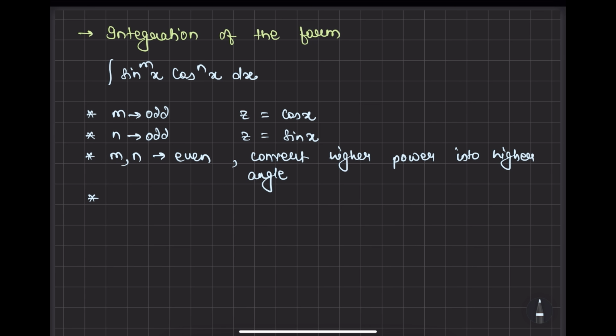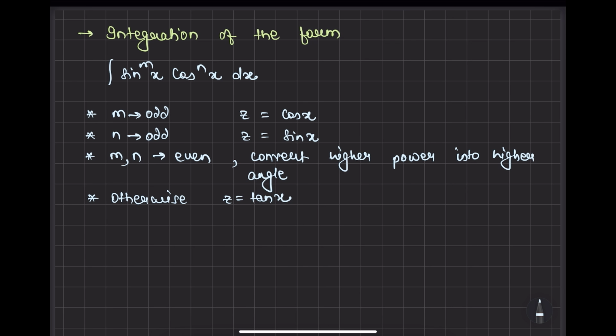We will have some other cases as well, maybe something divided by something, maybe negative. In those cases I'll consider it otherwise, z as tan x. Okay, so this you have to memorize. If m is an odd number, you will take z as cos theta. If n is an odd number, you will take z as sin theta. If both numbers are even, you will convert higher power into higher angle.